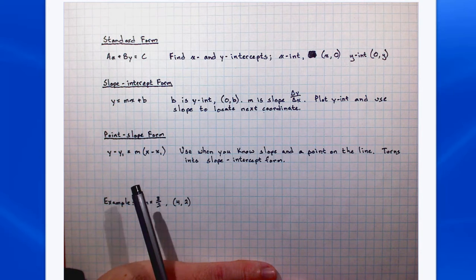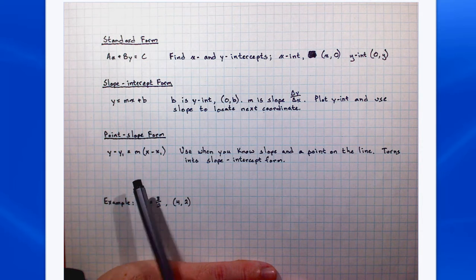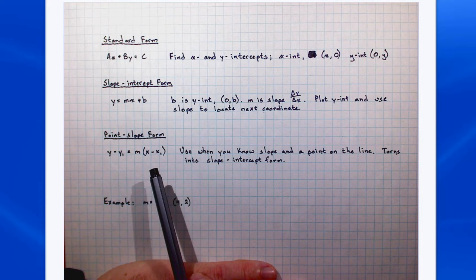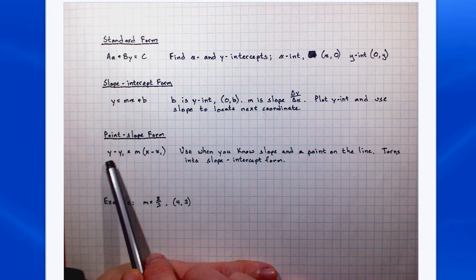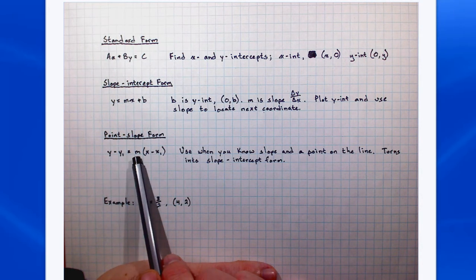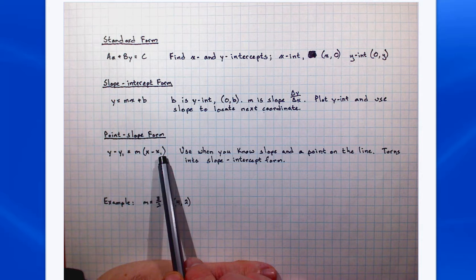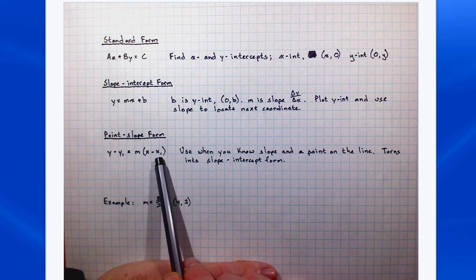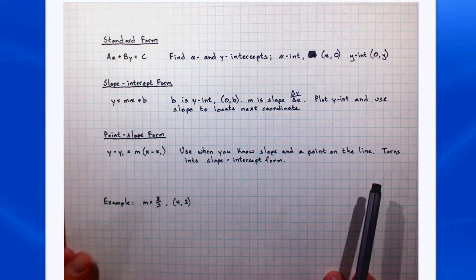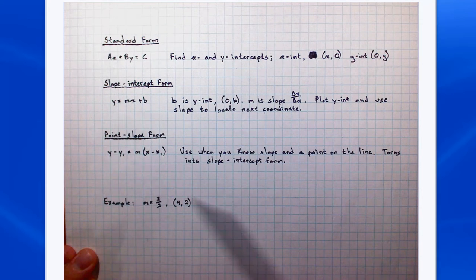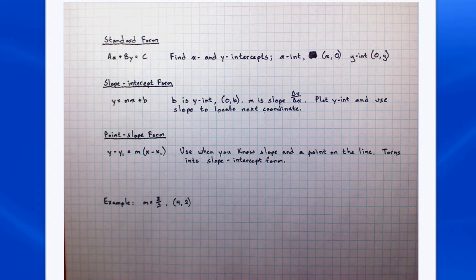If I cannot clearly identify my y-intercept, or I'm only given slope and a point, I use point slope form. Y minus y sub 1 equals m times x minus x sub 1. And you use this when you know the slope and a point on the line. And what it converts to is slope-intercept form. We'll do one quick example.